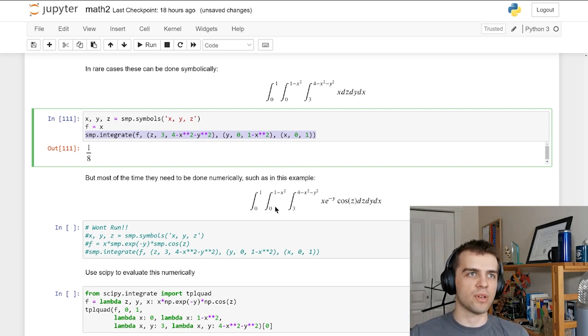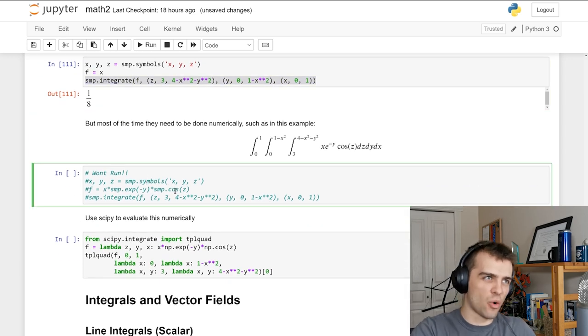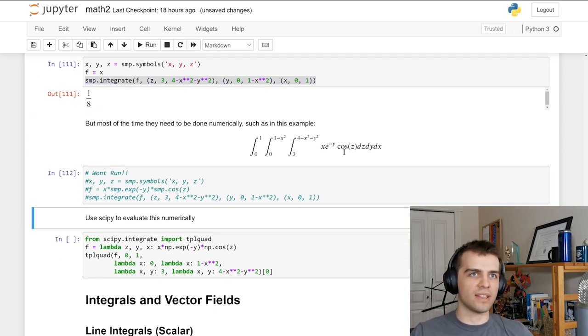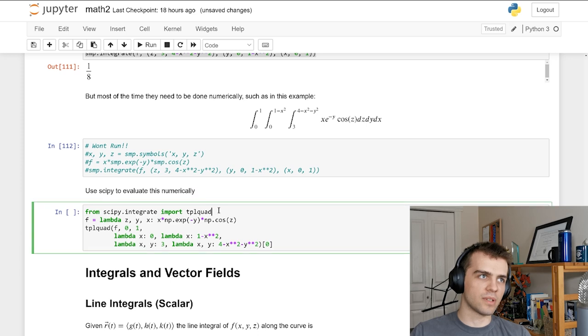And so for that, for example, you have an integral that looks like this. This code here will not run if I try to integrate this. There's no analytic solution to this integral. So I use SciPy to do this integral. And this is a triple integral here.